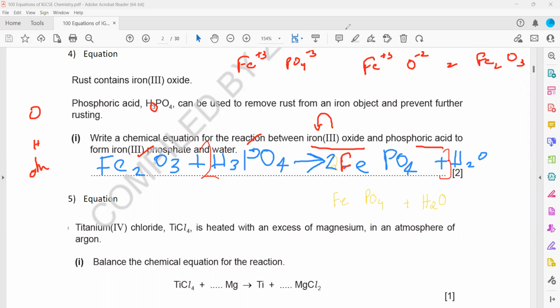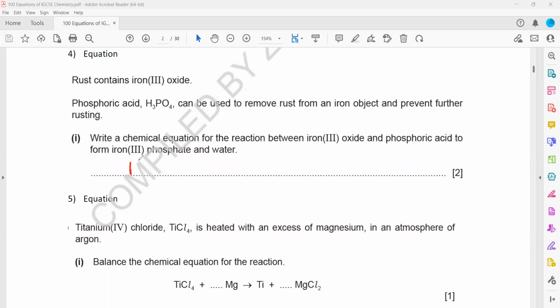So the first thing, whenever you want to complete an equation, is writing a correct formula. If your formula is wrong, you will never be able to balance it correctly. So the correct equation: we had iron 3 oxide reacting with phosphoric acid. As a result, it formed iron 3 phosphate plus water.